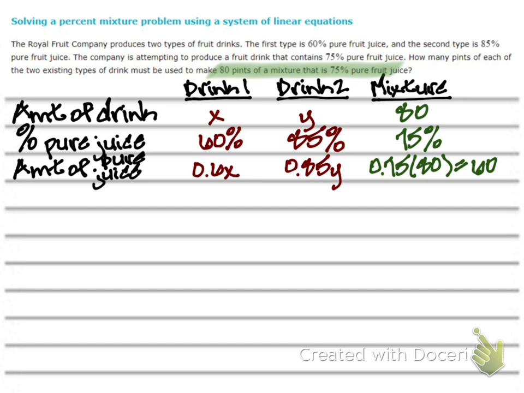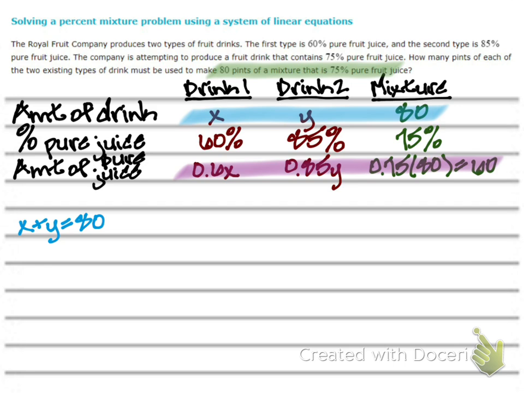Once you've made your chart, your equations are easy. Our first one comes from here. We know that the amount of drink one plus the amount of drink two needs to equal 80, right? Now we're talking about the amount of pure juice. So our other equation is here. The pure juice in drink one and the pure juice in drink two should equal 60. Now we're down to just solving the system.